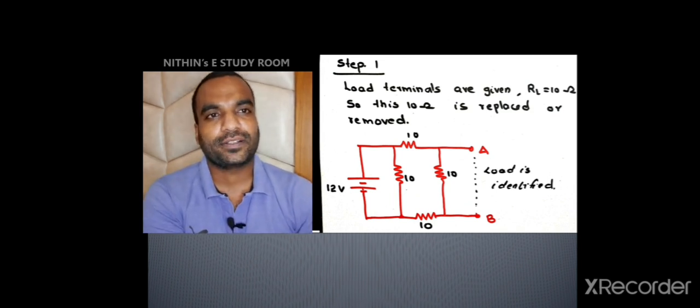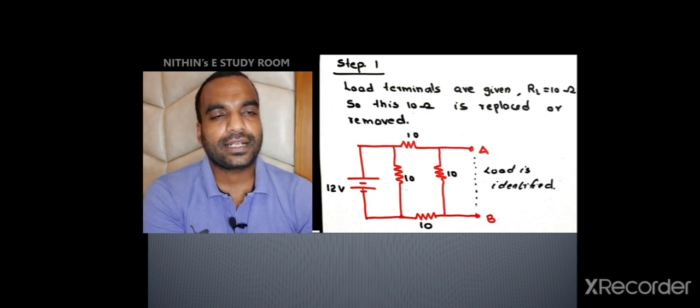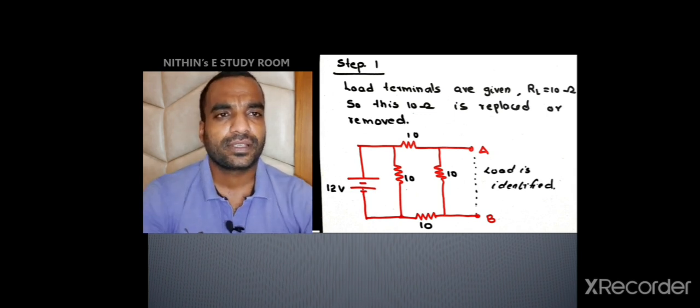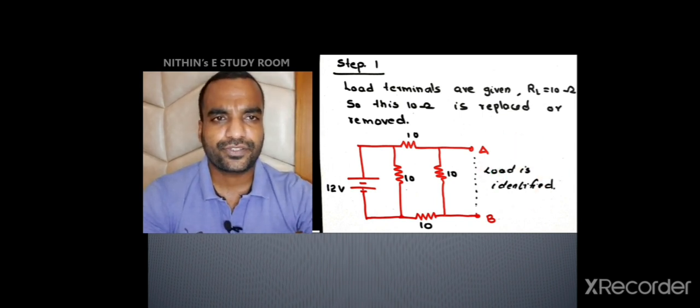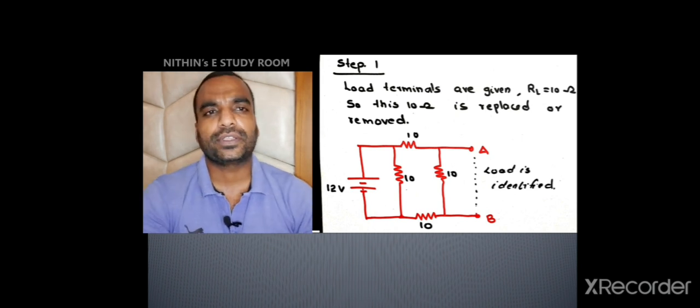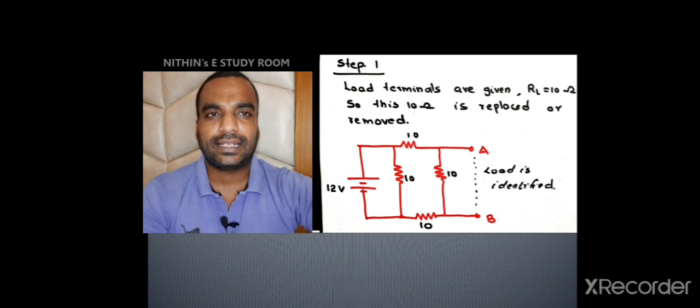This is step 1. We already identified the load terminals, made the load side open circuited, and marked the A, B terminals here. The load is identified and you remove that load branch from the circuit. This is the circuit without the load branch. Now you start your analysis.